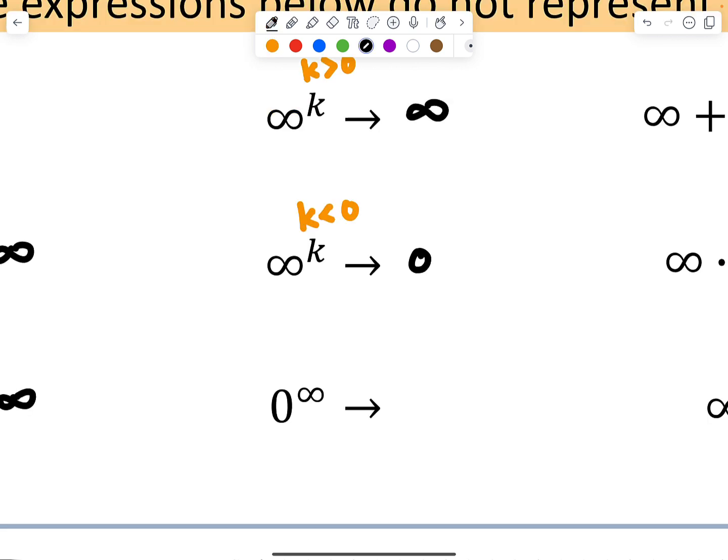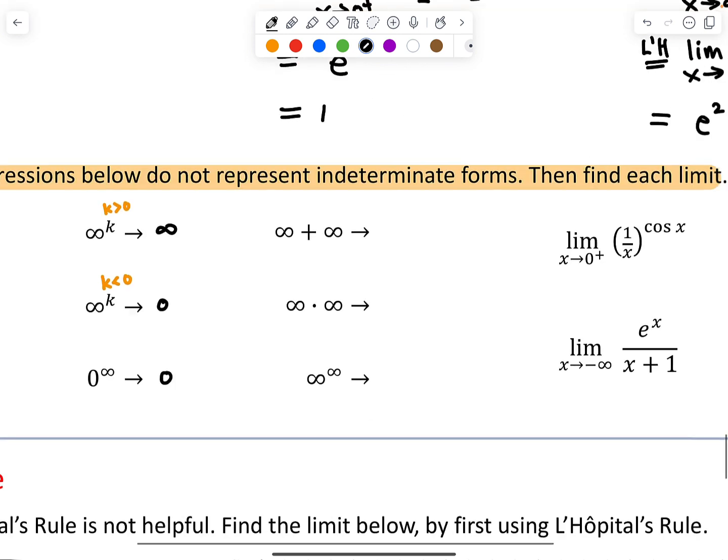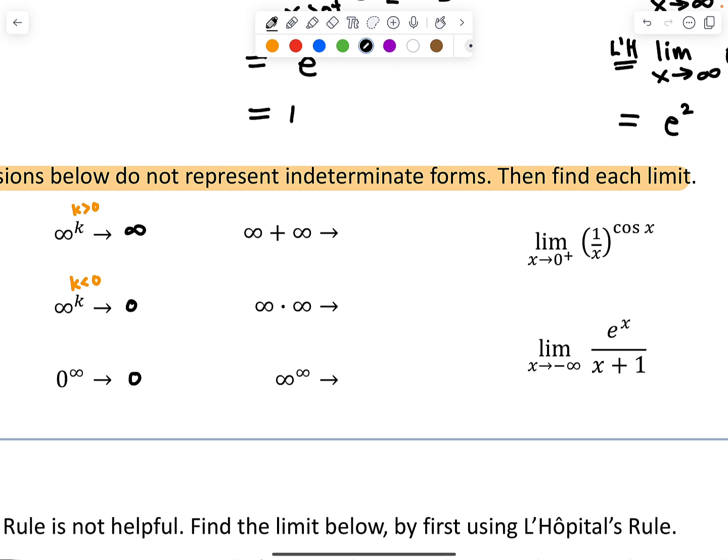If you have 0 to the infinity, think of numbers getting closer to 0 while the exponent is getting closer to infinity. This is a double effect, shrinking the result to 0 even faster. If you have infinity plus infinity, that's infinity. Infinity times infinity is infinite. Infinity raised to the infinity is infinite.